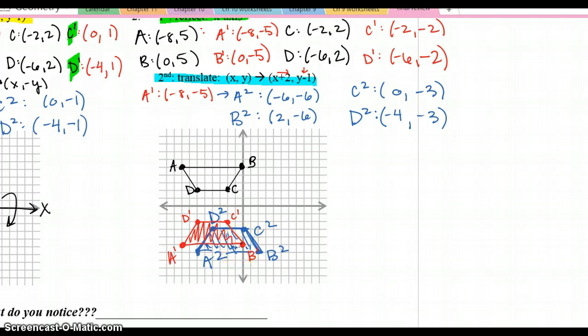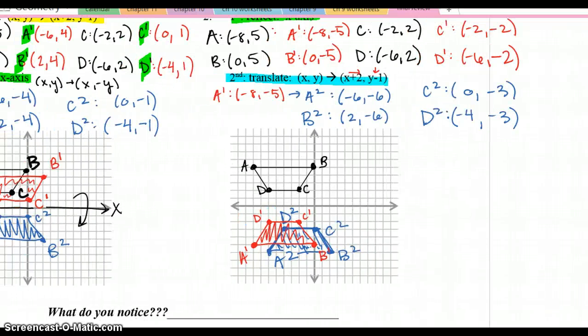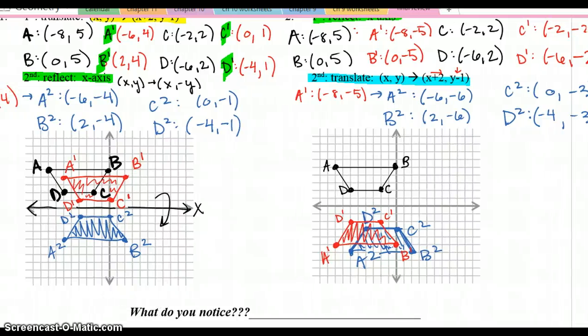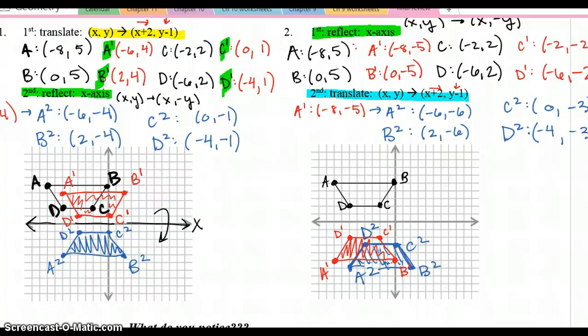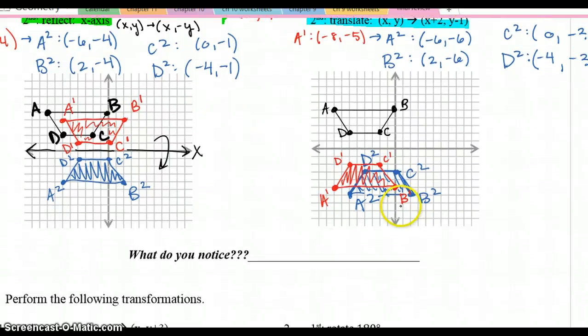Okay, so first I reflected, then I translated. Now go back to the first graph. Does my second transformation here, look at A2, B2, C2, and D2, are they in the same place? You should notice that they're not. One is a little off from the other, where they're located on the graph. So, does the order matter whether we reflect first and translate second, or translate first and reflect second? Yes, it does. We get two different final results. So, what do you notice? The order does matter.